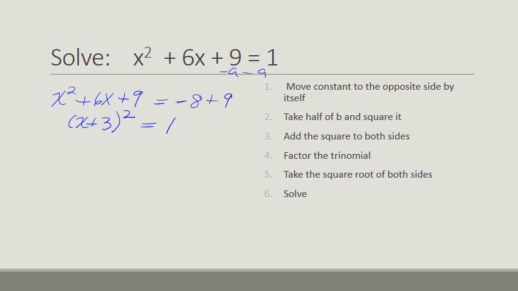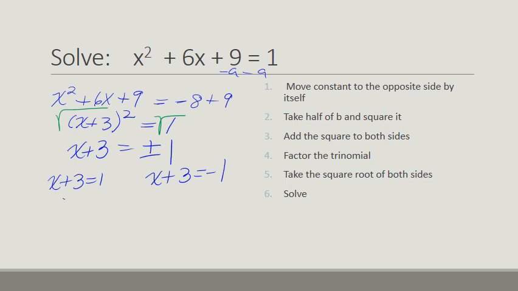And now I take the square root of both sides, and I get x plus 3 equals positive or negative 1. And now I can write two equations. X plus 3 equals 1, and x plus 3 equals negative 1. If I subtract 3 from both sides, I get x equals negative 2. If I subtract 3 here, x equals negative 4. Okay. And there are my solutions.